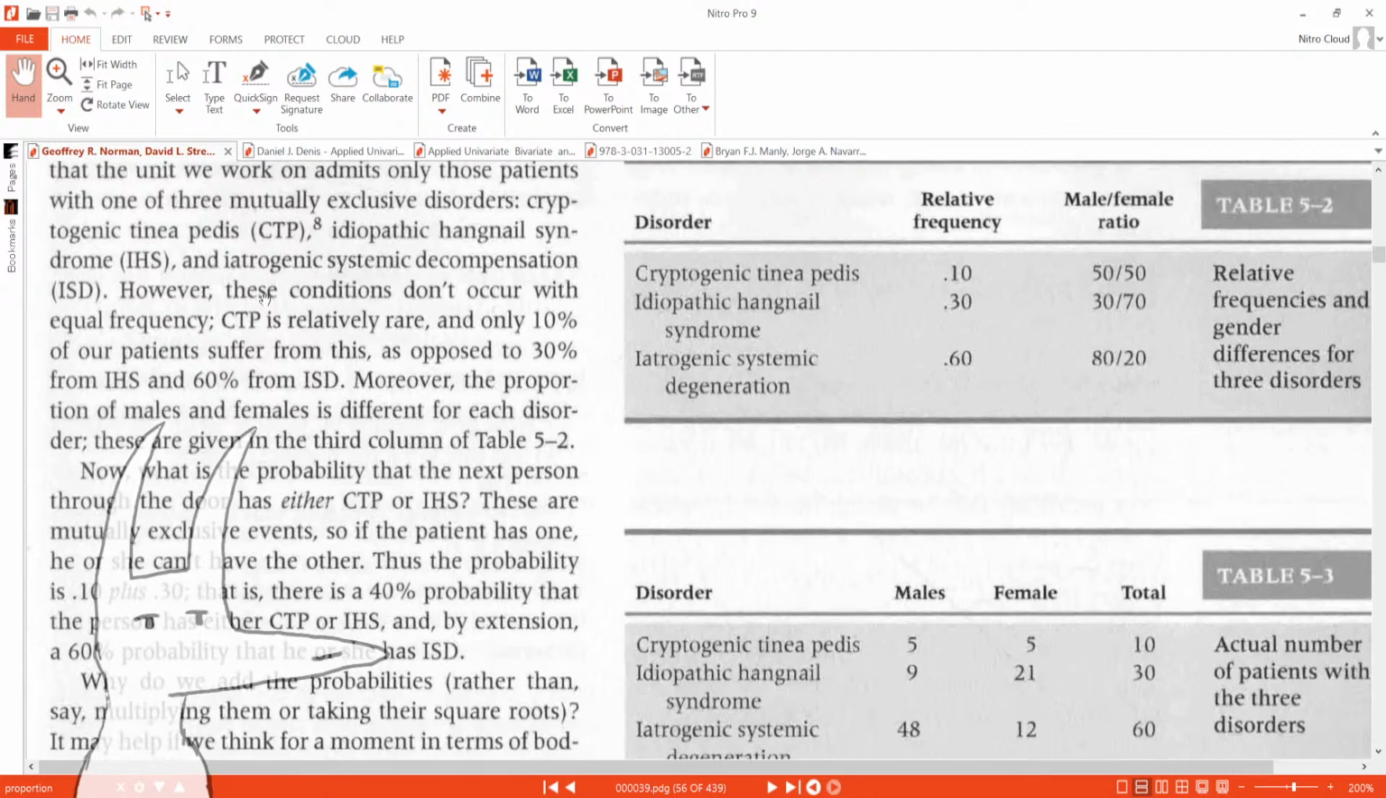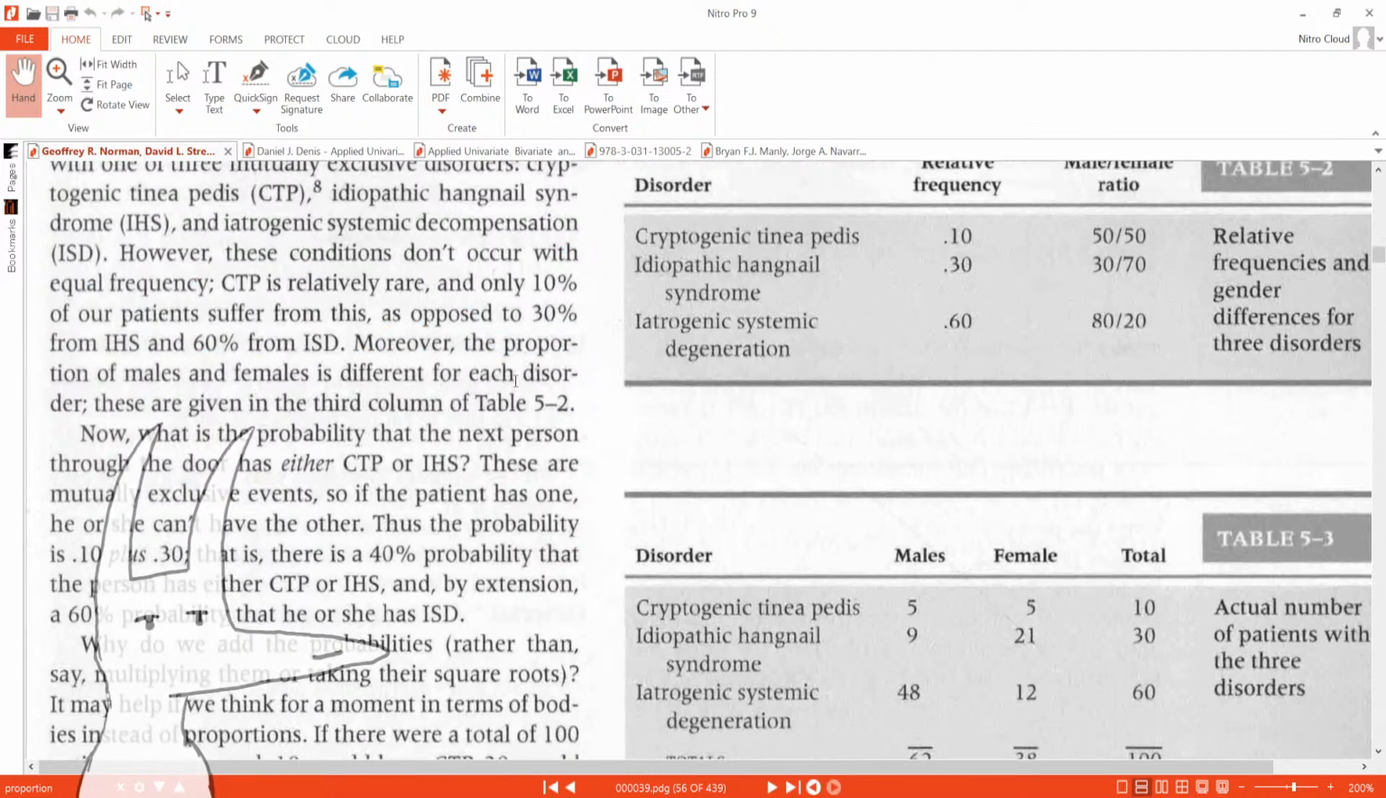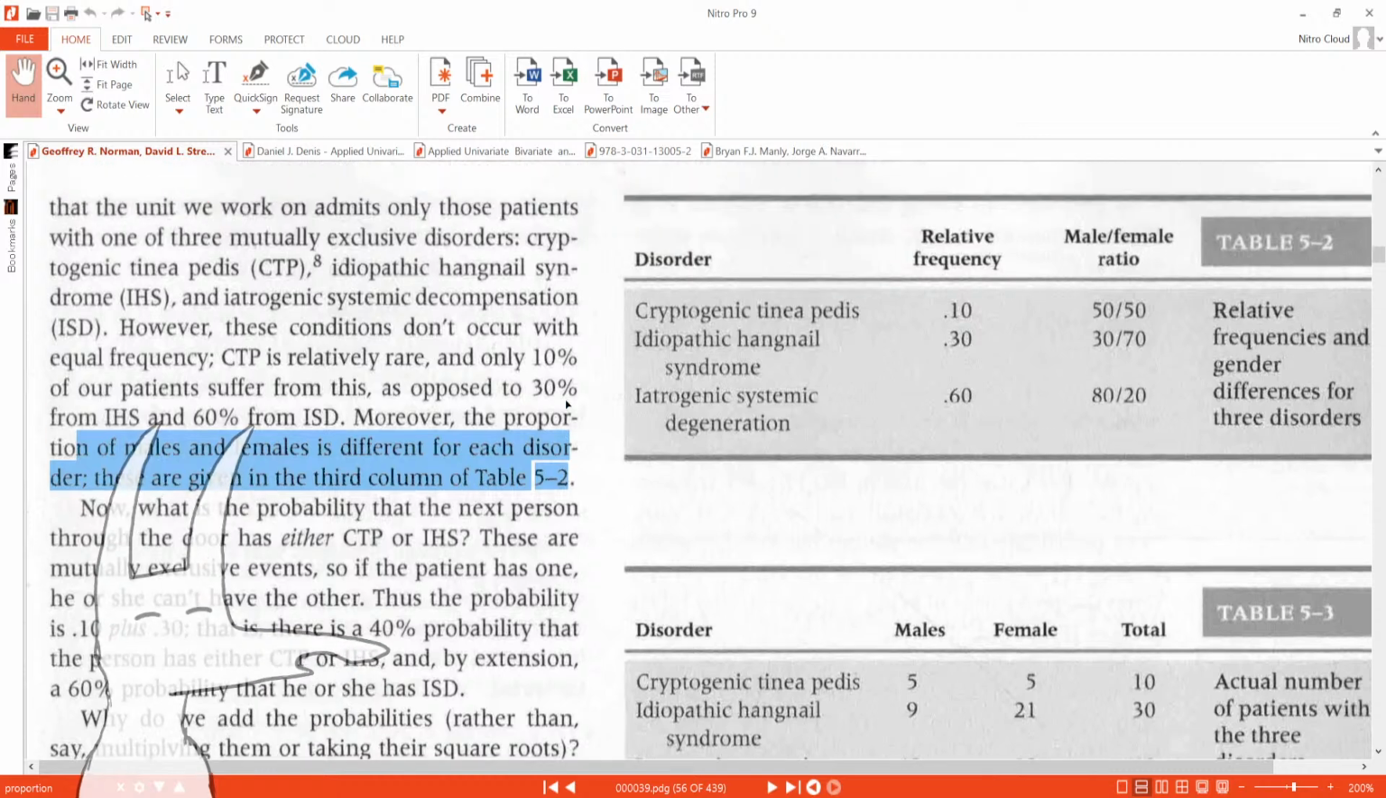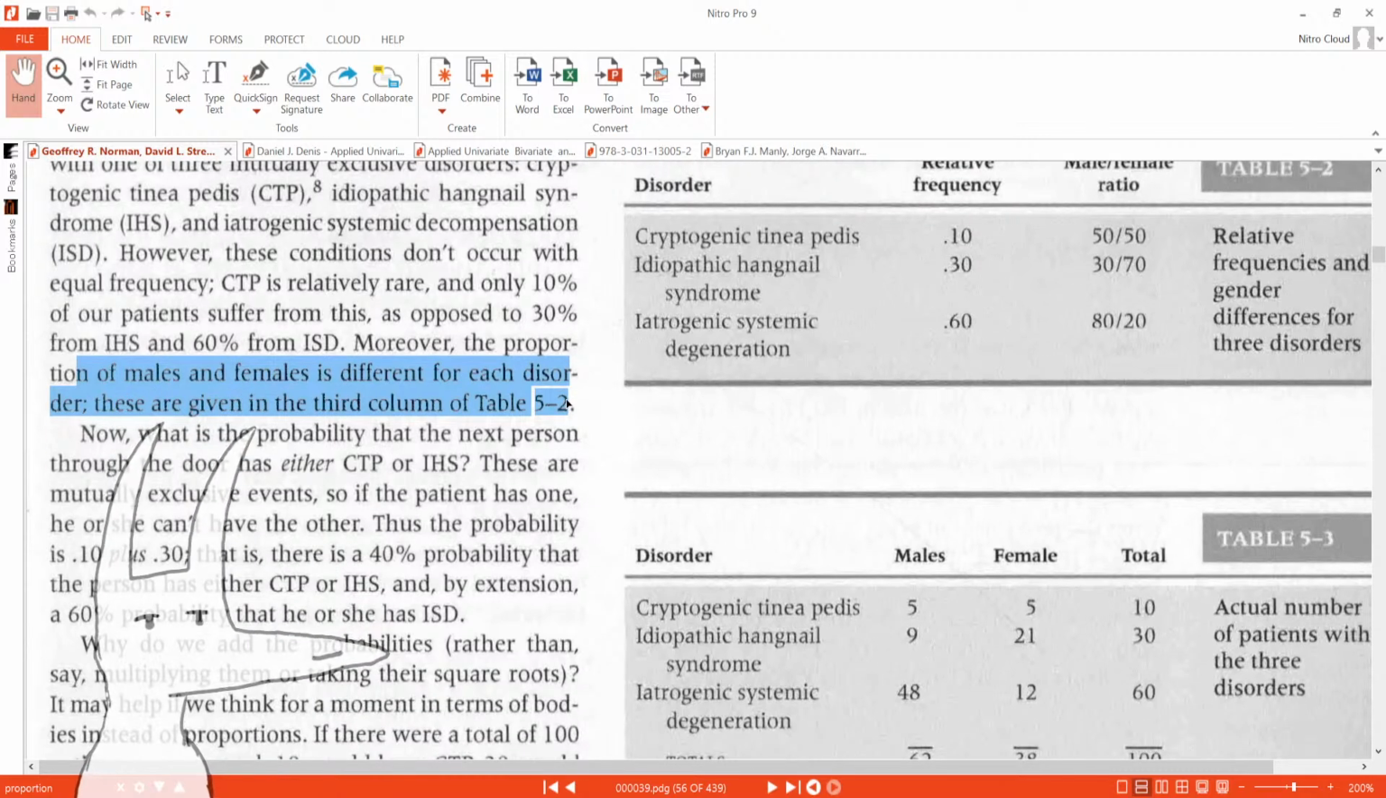However, these conditions don't occur with equal frequency. CTP is relatively rare, and only 10% of our patients suffer from this, as opposed to 30% from IHS and 60% from ISD. Moreover, the proportion of males and females is different for each disorder. These are given in the third column of table 5.2. And what is the probability that the next person through the door has either CTP or IHS?